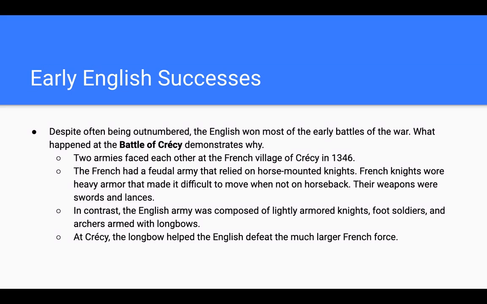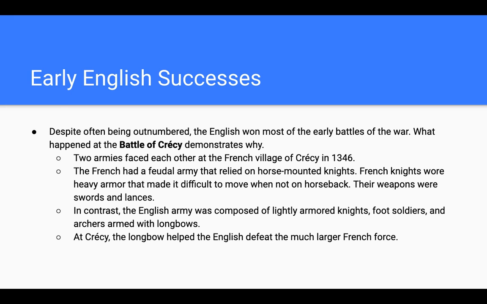In contrast, on the other end, the English army was comprised of lightly armored knights, foot soldiers, and archers with longbows. Some soldiers were even recruited from the common people, and they were paid to fight as well. So that is different from the French, because some of the foot soldiers that the French were using used crossbows, which were only effective at very, very short ranges.